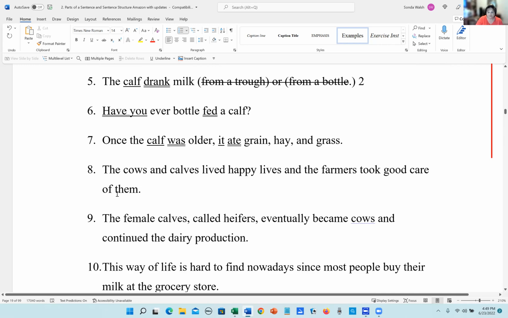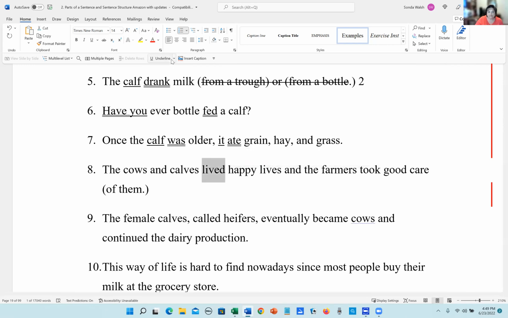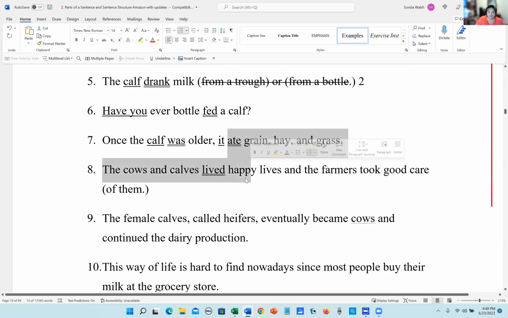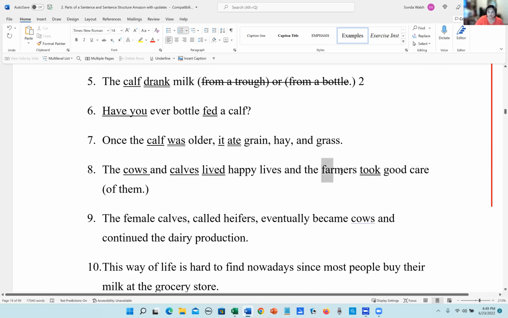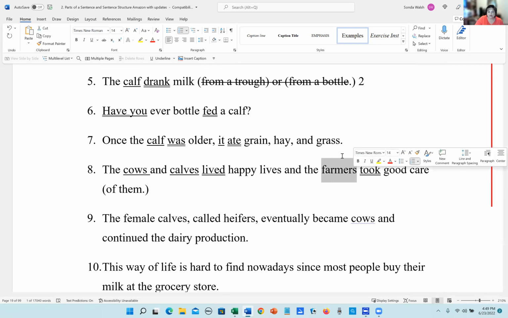Number 8. "Of them" is a prepositional phrase. Find my verbs. "Lived" is a verb. Who lived happy lives? Cows and calves. Those are the subjects. And "took" is another verb. Who took? Farmers took good care.